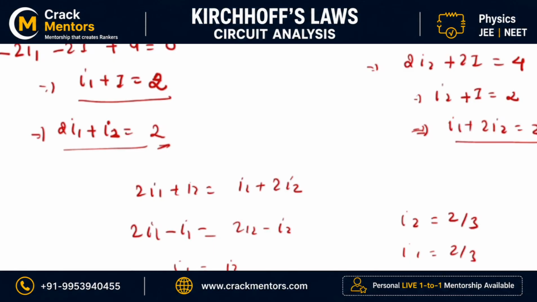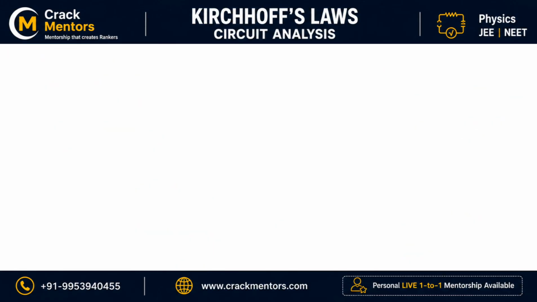So let us do further questions. The other question is something like this. The question says, in the circuit shown, the cells A and B have negligible resistance.